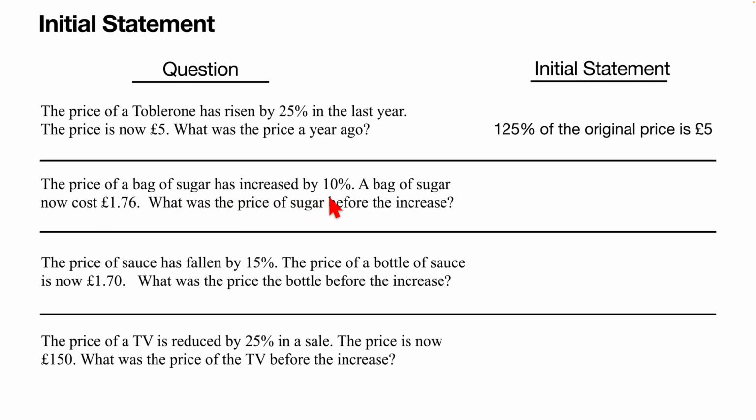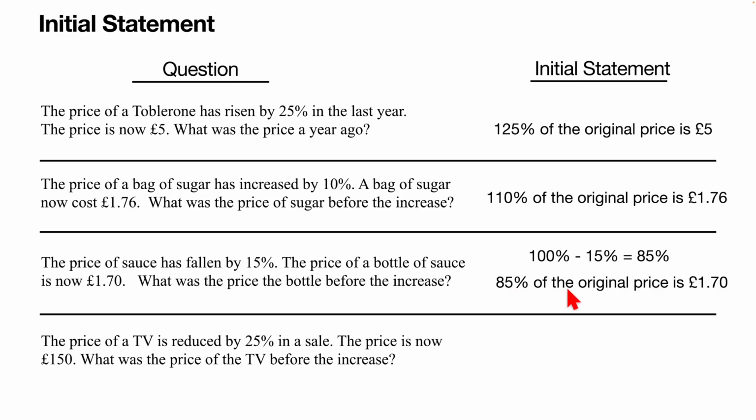Price of a bag of sugar has increased by 10%. A bag of sugar now costs £1.76. What was the price of the sugar a year before the increase? Well, 110% of the original price is £1.76. We've had an extra 10% added to the price. The price of sauce has fallen by 15%. The price of a bottle of sauce is now £1.70. What was the price of the bottle before the price change? That should be a decline. 100 minus 15%, because we've had a 15% deduction, is equal to 85%. So 85% of the original price is £1.70.